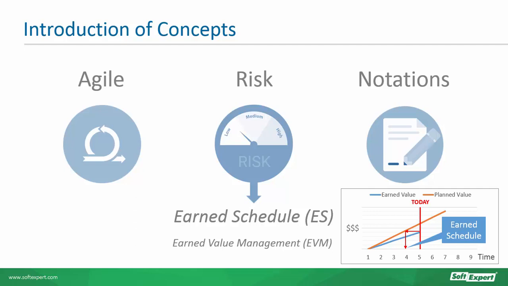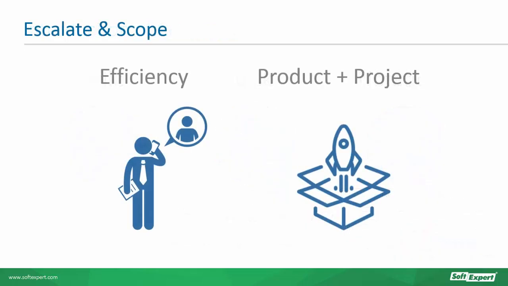And last, we have notations. Once again, for the first time, various notations have been used in this edition, differentiating ongoing processes, ones which are constantly being executed, against non-ongoing processes. Moving on, we have issues about escalate and scope.